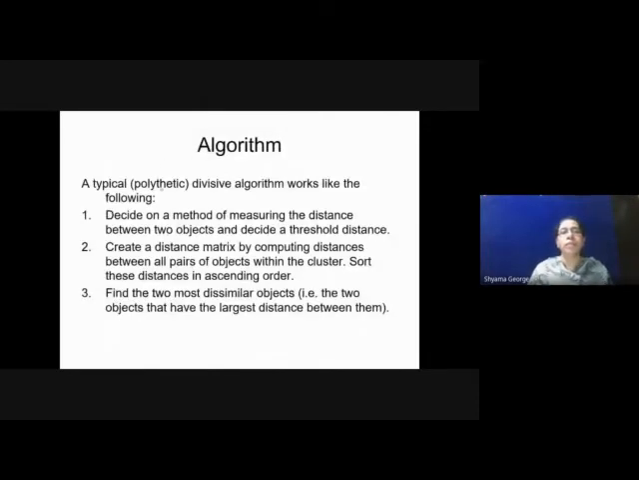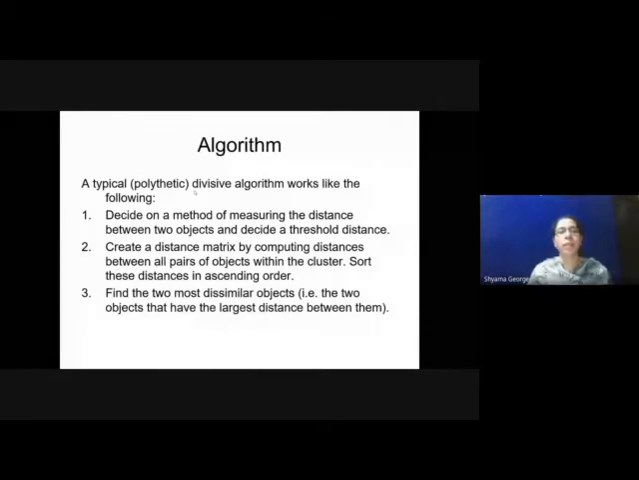Now, the different steps of the divisive algorithm. Here we are using a polythetic approach. That means we are considering all the attributes for finding the clusters. We are taking into account all attributes, not a single attribute. So this approach is known as the polythetic approach, and this is a polythetic divisive algorithm.